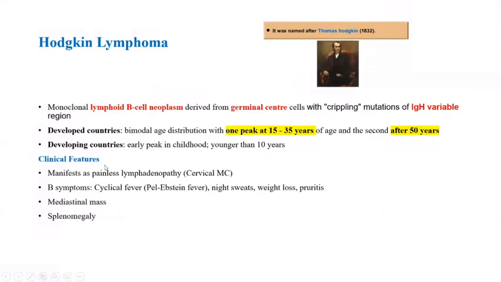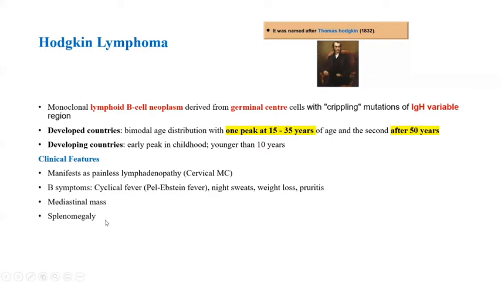So what are the clinical features? The lymphoma will present as painless lymphadenopathy. This is a very common presentation, and the most commonly involved lymph node is cervical. They will have symptoms like cyclical fever, coming and going fever, and night sweats, and they can also present as a mediastinal mass. And splenomegaly is the most important extranodal organ involved in case of lymphoma.